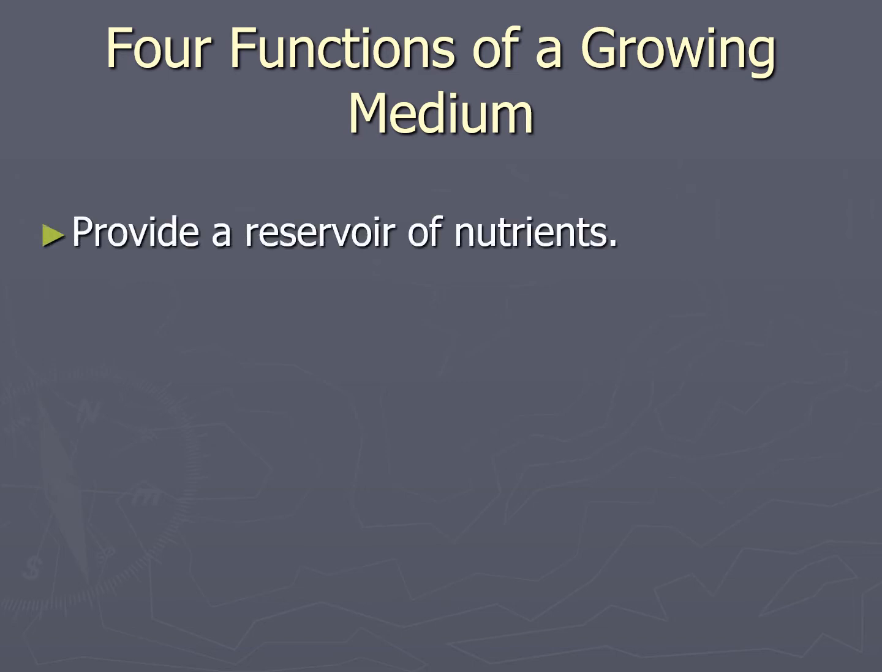Okay, number one, the growing medium has to provide a reservoir of nutrients. So what do we mean by this? A growing medium has to be able to retain nutrients. It has to have a certain amount of cation exchange capacity.